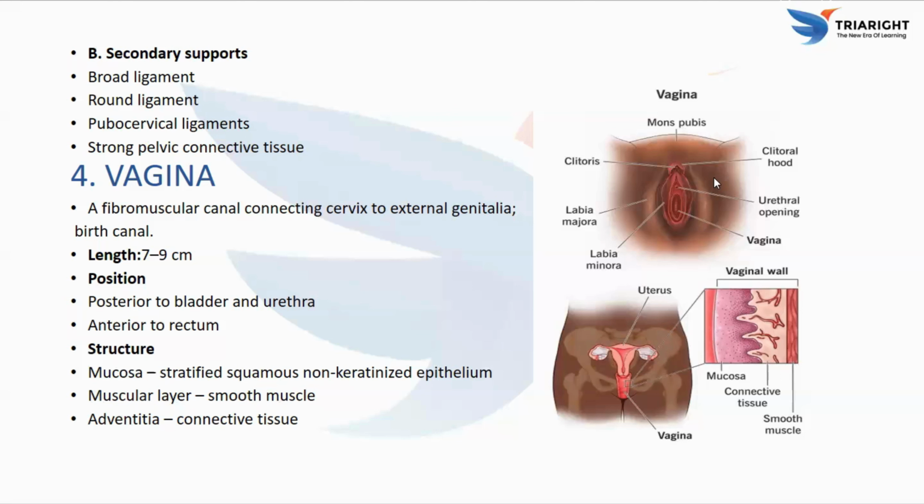So here is a diagram of the vagina which shows the external genitalia. You can see the mons pubis, which is a fatty area over the pubic bone, and the clitoris and clitoral hood. These are sensitive erectile tissue. Labia majora and labia minora are the outer and inner skin folds. The urethral opening is where urine comes out, and you also have the vaginal opening, which is the entrance to the vagina. You can also see the vaginal wall layers: mucosa, smooth muscle, which is the middle layer, and connective tissue, also called the adventitia, which is the outer layer.